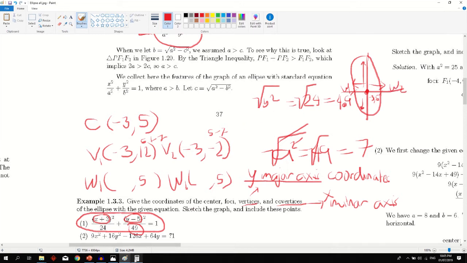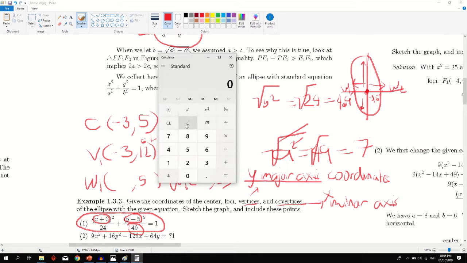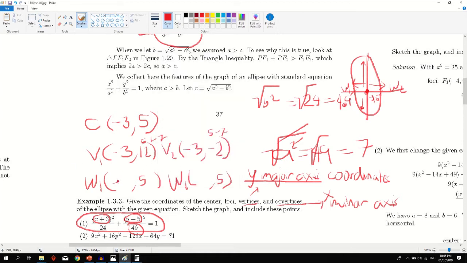So negative 3 minus 4.9 equals negative 7.9. So negative 7.9. Then other than that, we will add that. So negative 3 plus 4.9 is 1.9. So positive 1.9. Okay, so we now have the co-vertices of the ellipse equation.